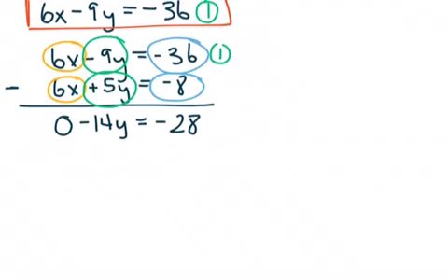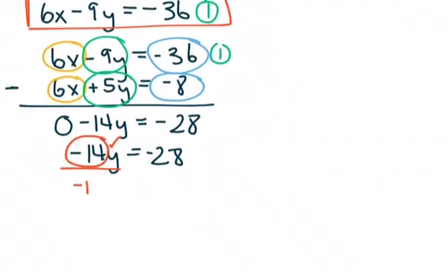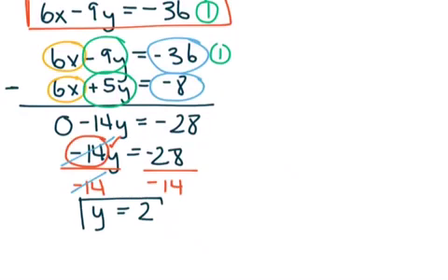So I'm going to rewrite this as 0 minus 14y is just minus 14y equals negative 28. We've got to get rid of this negative 14. It's multiplying against the y, so we're going to divide by negative 14 and divide by negative 14 on the right. Our magic happens, cross each other out, and we've got y equals negative 28 divided by negative 14, which is just 2. Alright, that seemed good. Seemed easy.